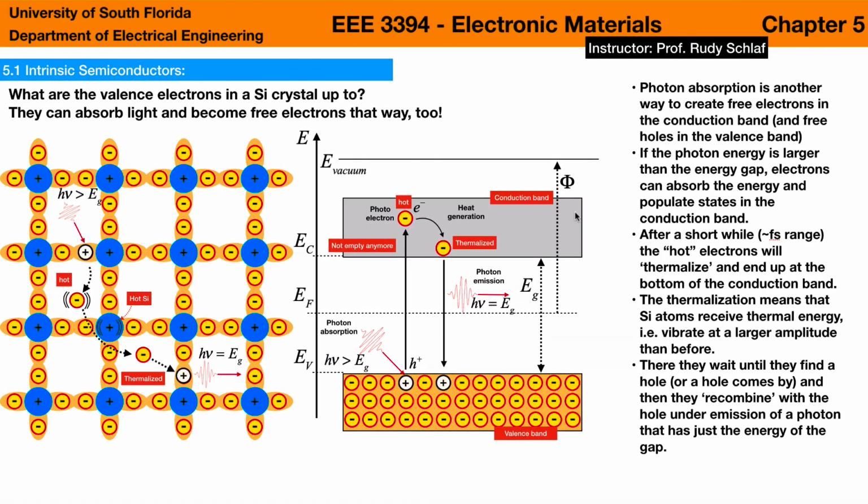What else can we do to get electrons into the conduction band? Well, of course, we can absorb light in the silicon crystal.